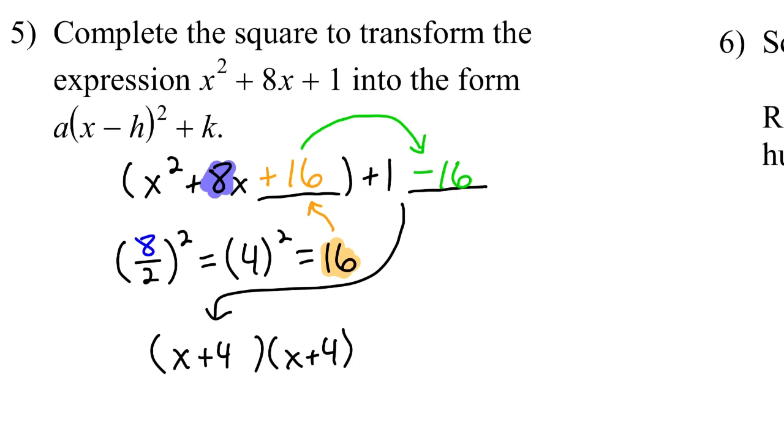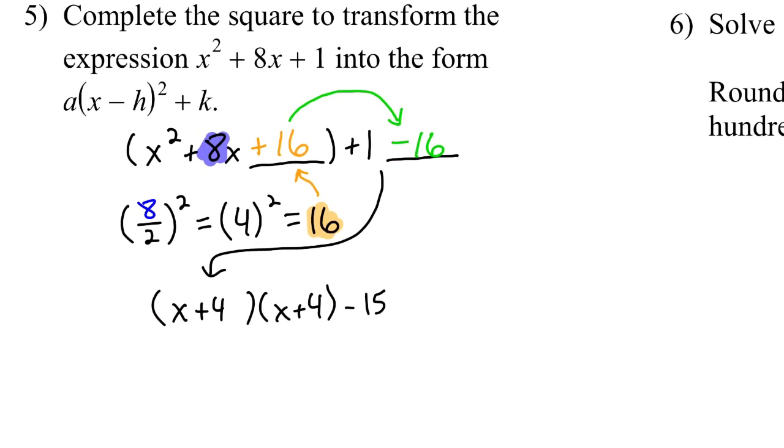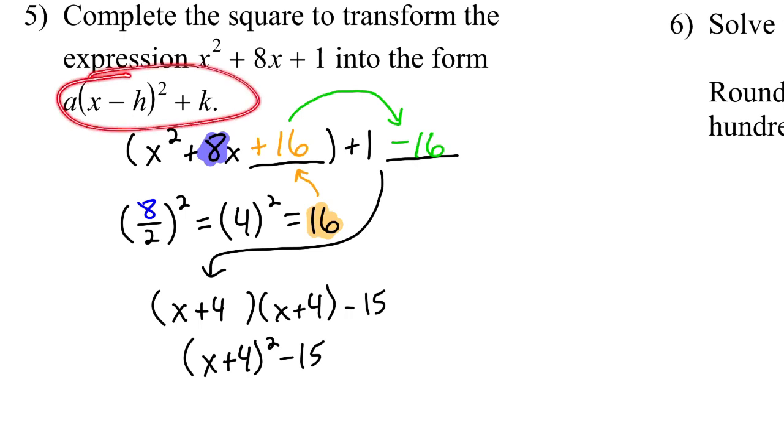And then on the outside here, we have plus 1 minus 16, which is minus 15. Now, you can see that this is the same thing multiplied by itself, which means we're going to have the quantity x plus 4 squared minus 15. And that now is in the correct form.